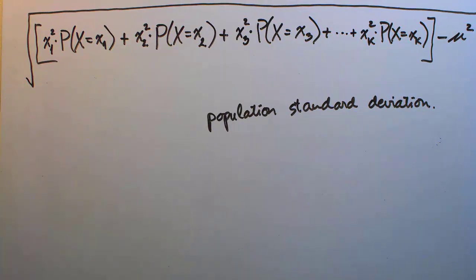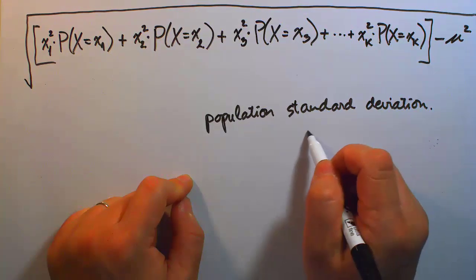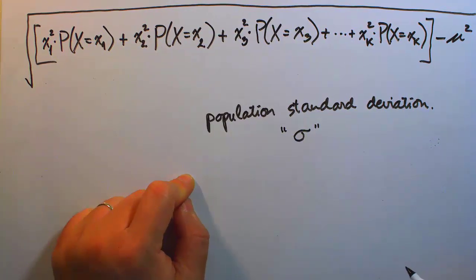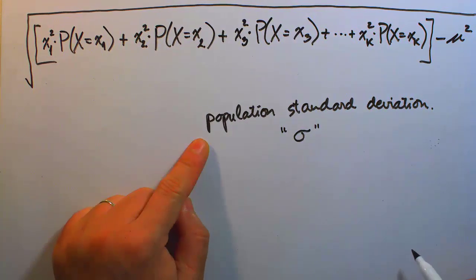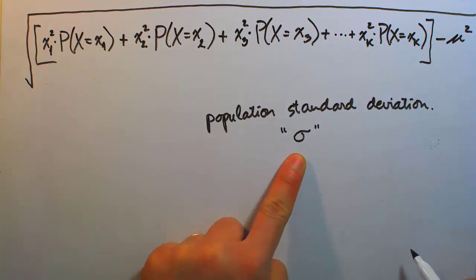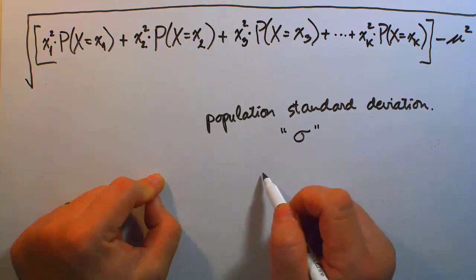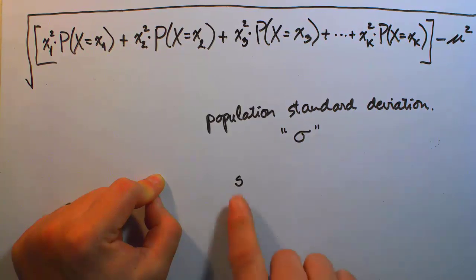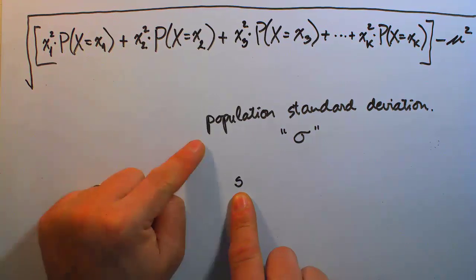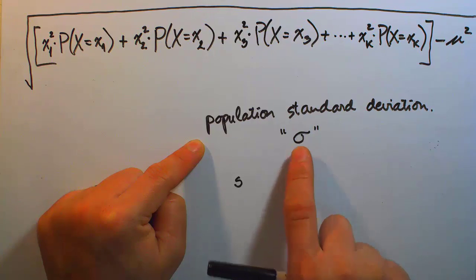And so for population standard deviation we use the symbol sigma to indicate it. So anytime we are calculating population standard deviation, let's use a sigma. We used to use a lowercase s, but lowercase s is not the right symbol now for population standard deviation. So anytime we're calculating population standard deviation, make sure you use this symbol over here. It's called sigma.